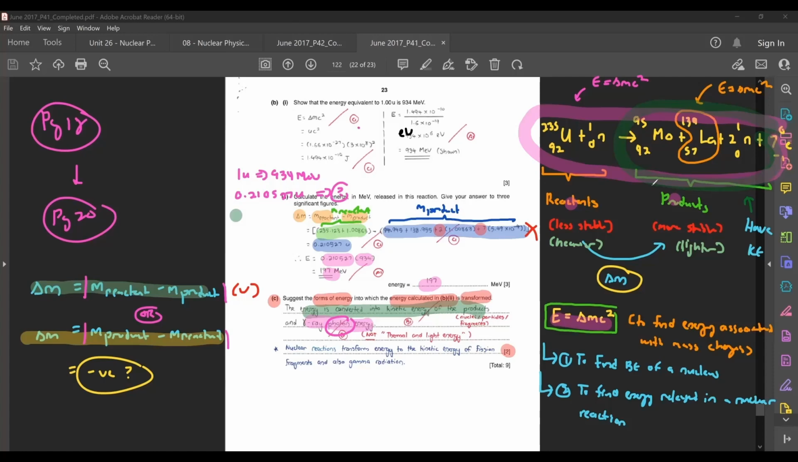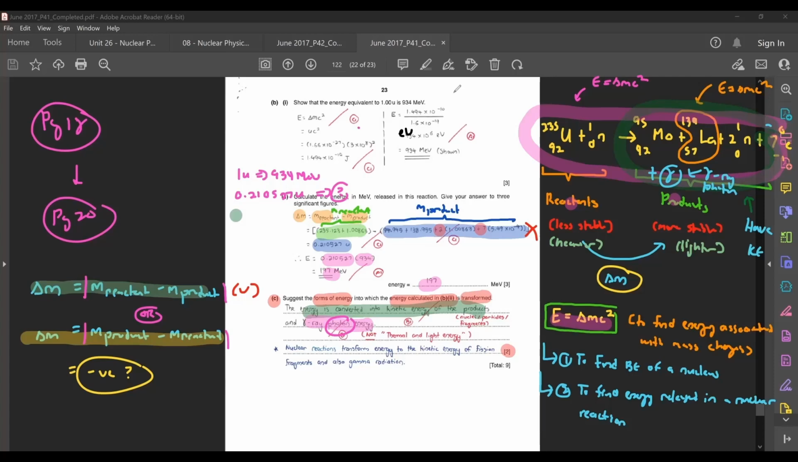Okay, actually your reaction here, you also have emission of gamma rays. It's just that it's not written here. So here you actually have also plus gamma rays. So you have kinetic energy of your products and also gamma ray photons. Okay, these are where your energies got converted into.